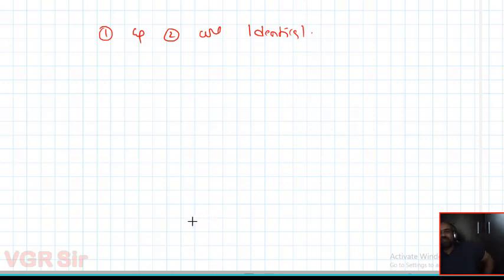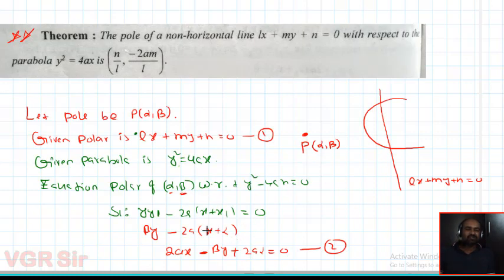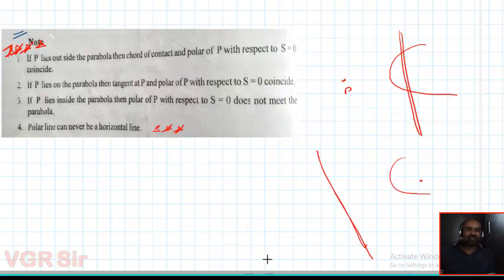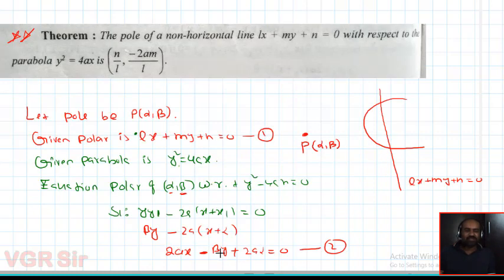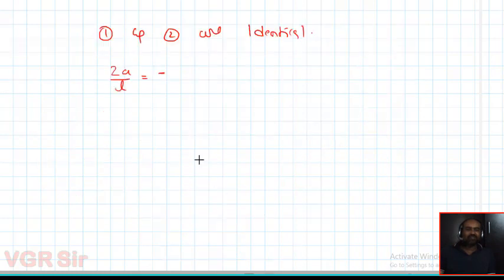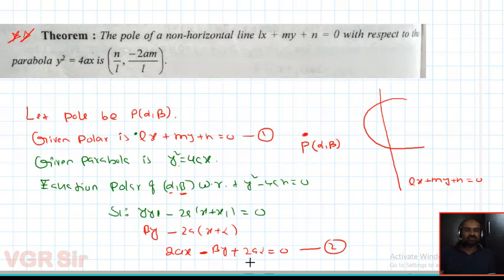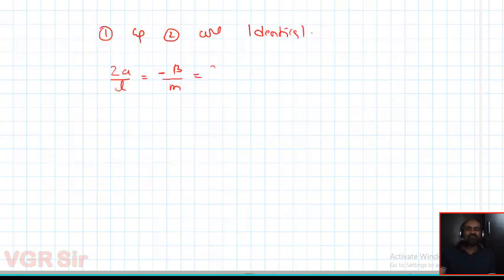If a1x plus b1y plus c1 equal to 0 and a2x plus b2y plus c2 equal to 0 are identical lines, then a1 by a2 equal to b1 by b2 equal to c1 by c2. That's why 2a by L equal to minus beta by m equal to 2a alpha by n. By comparing these, we want to find alpha and beta. Comparing the first and last, the 2a get cancelled, alpha equal to n by L.